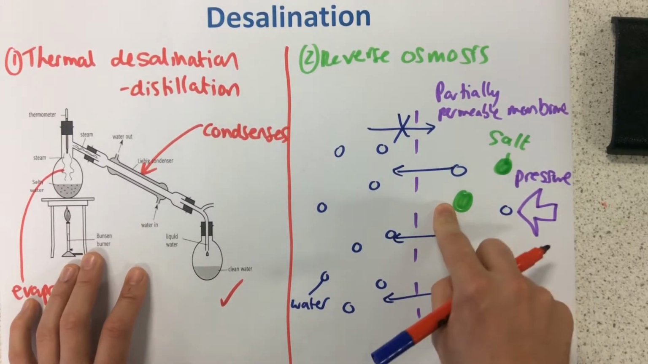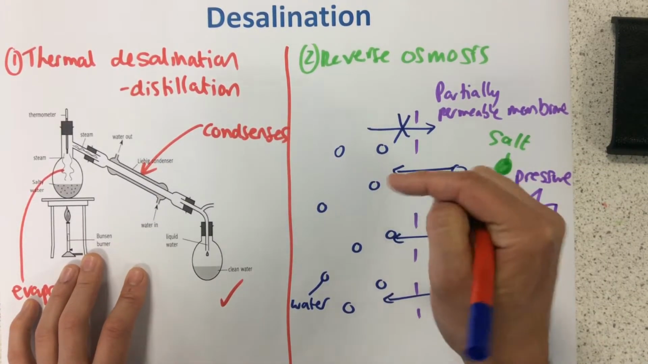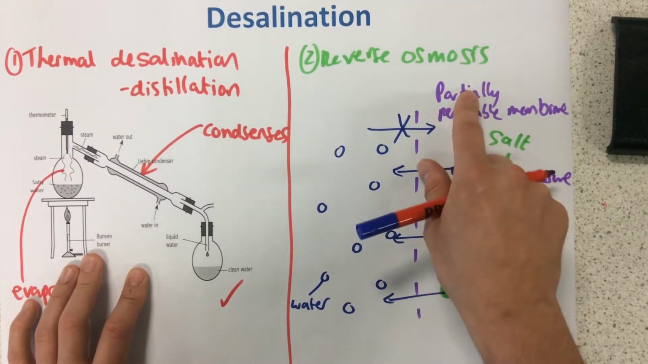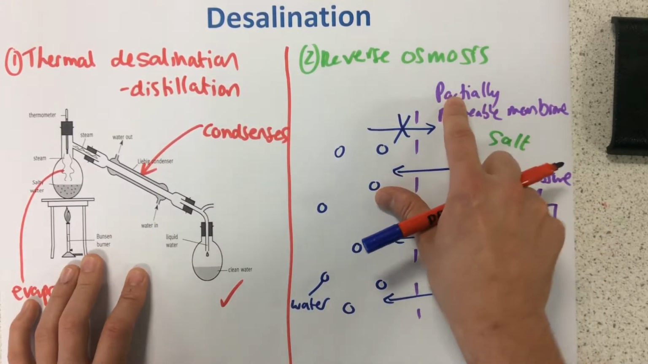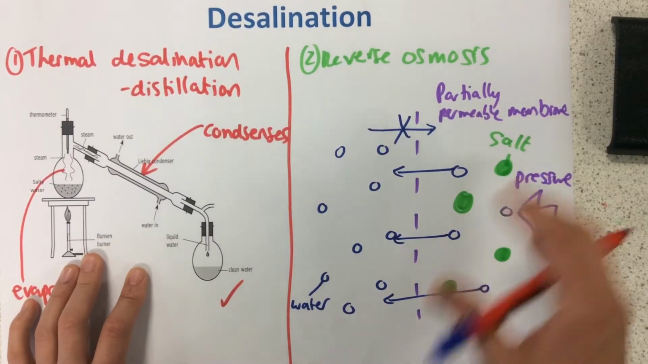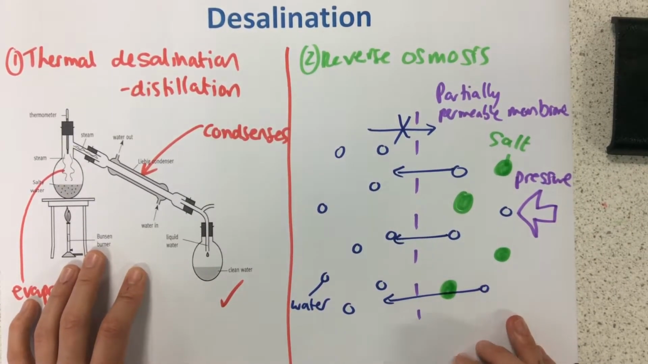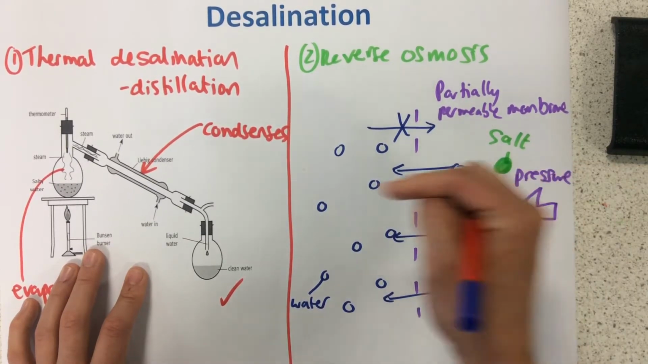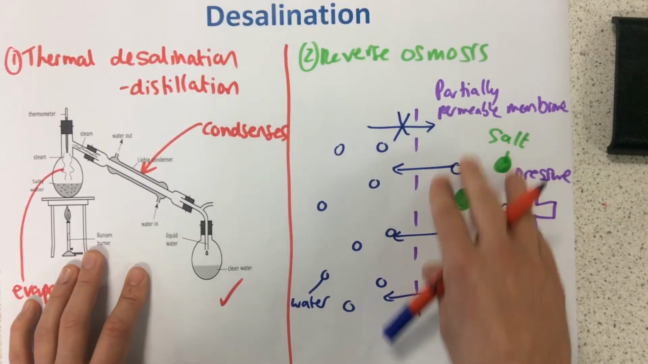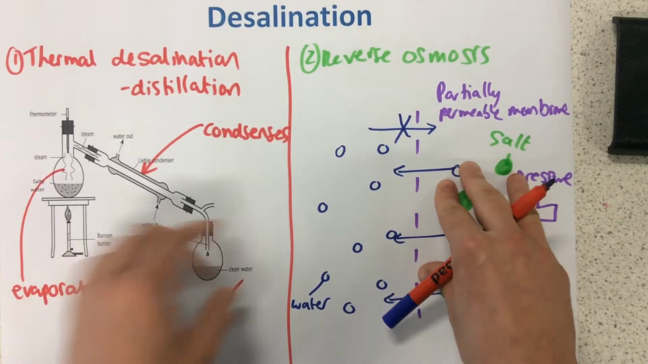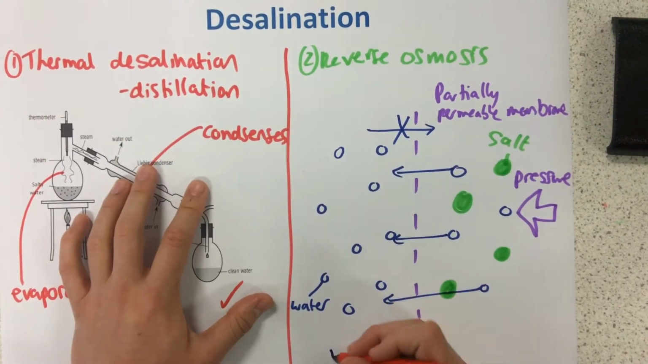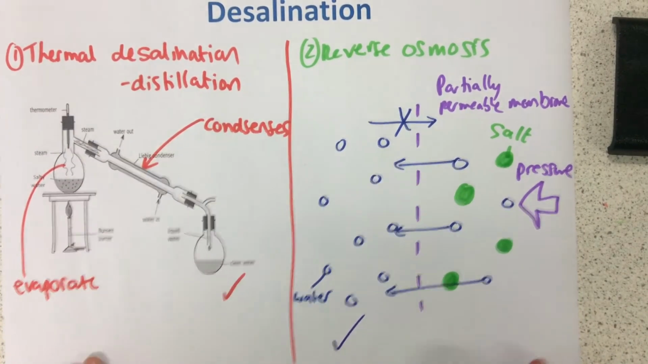Now, the reason why the salt does not cross and go that way is because the salt is too big to go through our partially permeable membrane. That's what partially permeable means. It means it only lets certain things through. So in this case, the water molecules move from this side to this side. So the salt, the stuff we don't want, is left behind. And on this side, all of this water can be taken off and removed for drinking water.